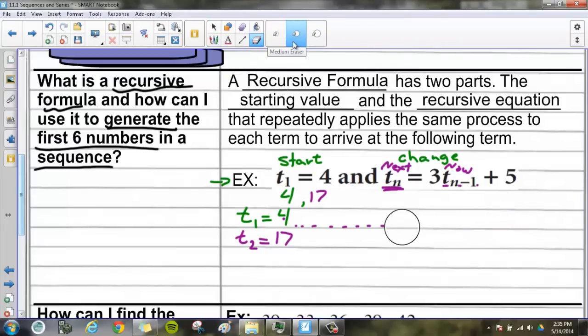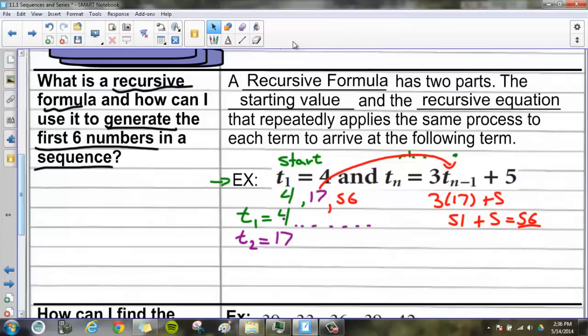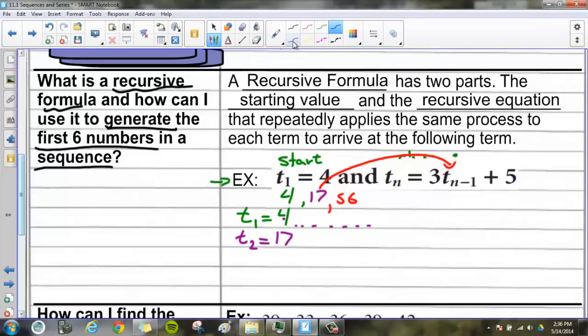We'll delete this out, and we're going to take this 17 and put it in for our now. So we have 3 times 17 plus 5. 3 times 17 is 51. 51 plus 5 is equal to 56. So our next term would be 56. Okay, that's the first 3. Now let's do another one. It looks like this one's going to grow really fast, by a factor of 3 each time.